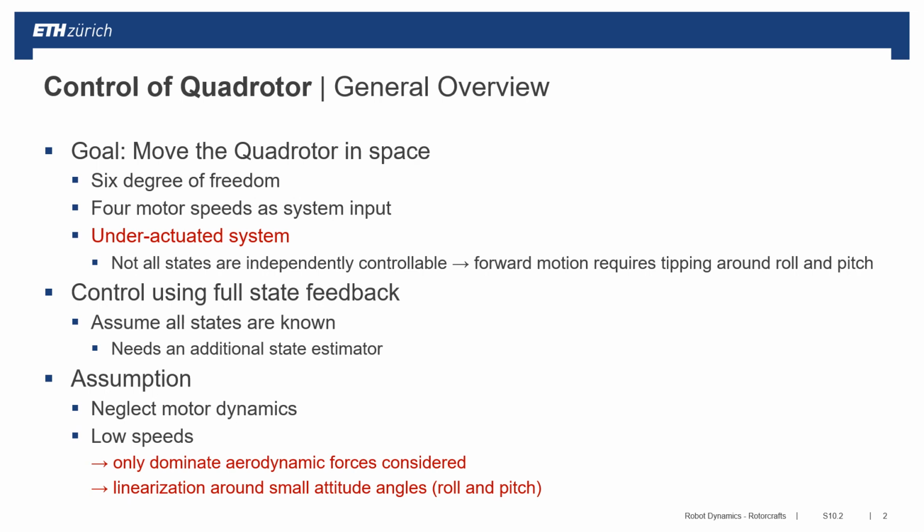We assume, furthermore, for the control that we have a full knowledge of the state. So, in reality, of course, we need additionally a state estimator. Furthermore, we assume that the motor dynamics is negligible and we are going at low speeds, so only the dominant aerodynamic forces are considered and we can linearize the whole system around small angles of attitude.